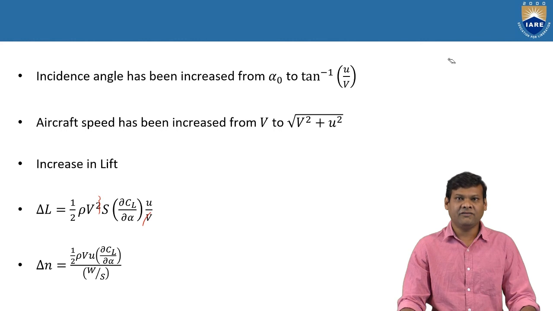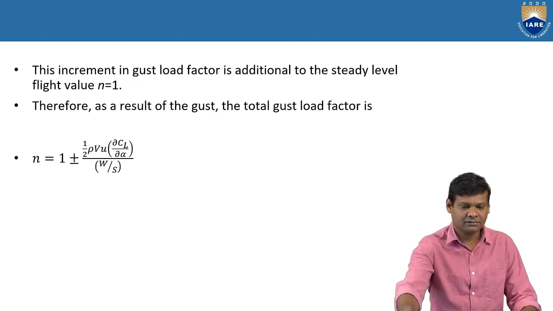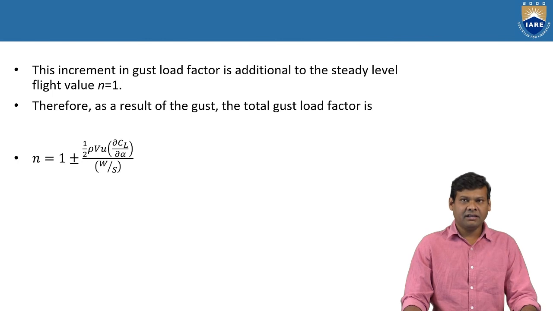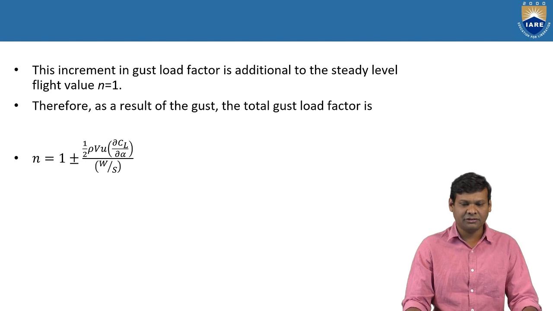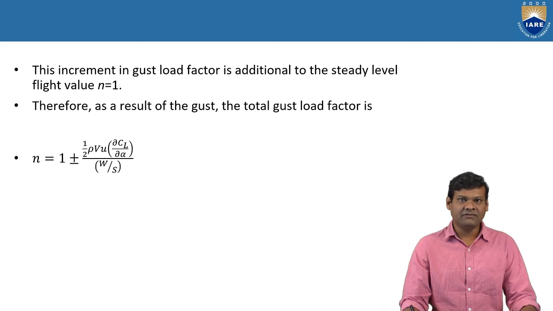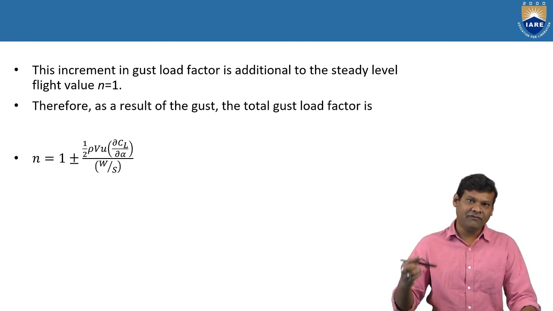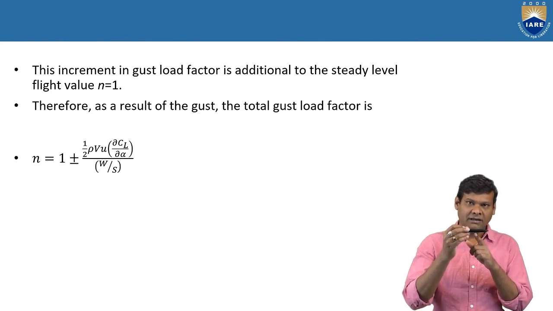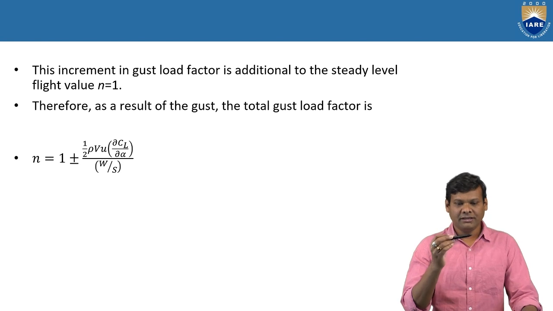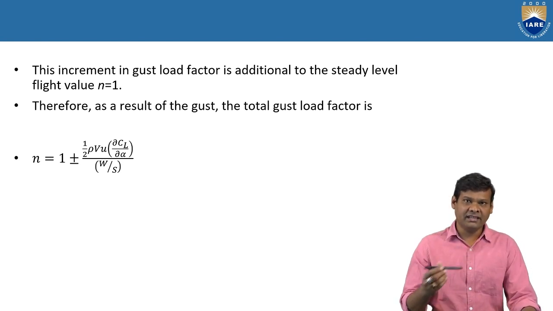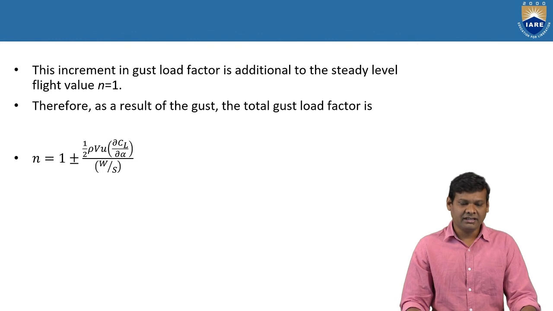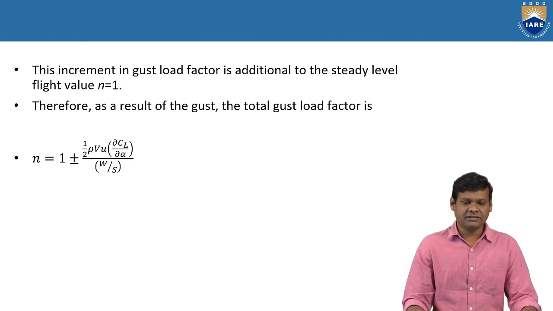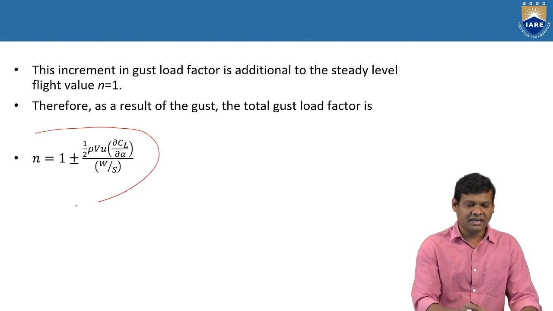And this analysis is only for the sharp edge gust. For example, if we take N equal to 1, this increment in gust load factor is additional to the steady level flight condition N equal to 1. What we have discussed is for steady level flight, where the vertical component of the lift force is balanced by the downward component, and when it encounters a sudden gust, this is what we get. And finally, N is equal to 1 plus the following relation.